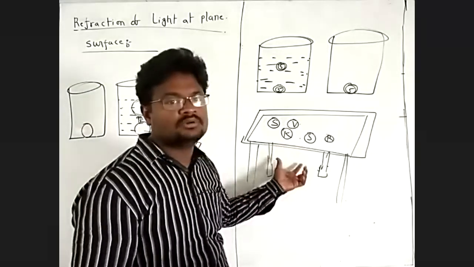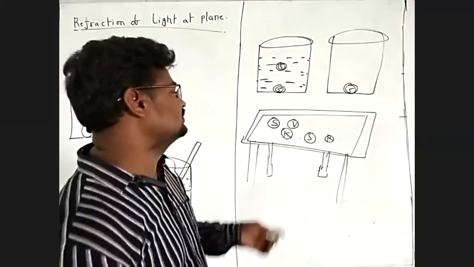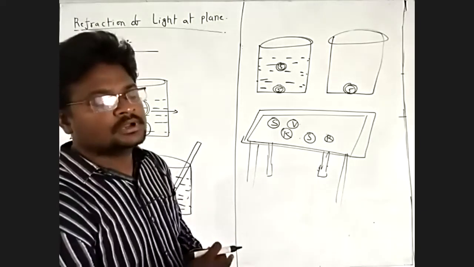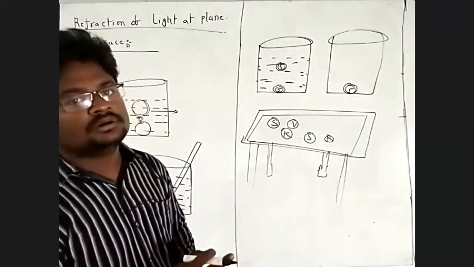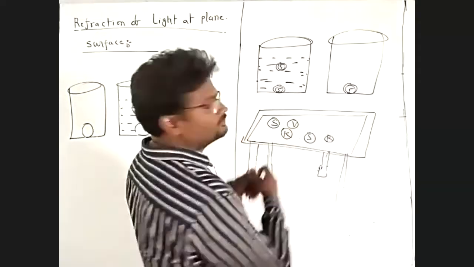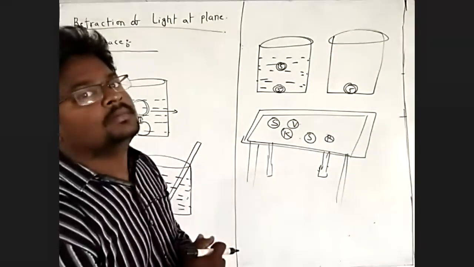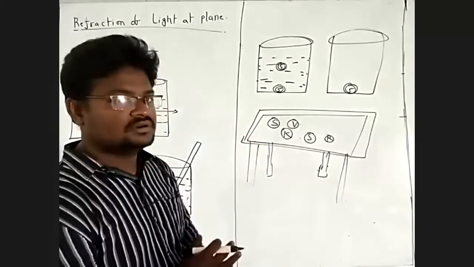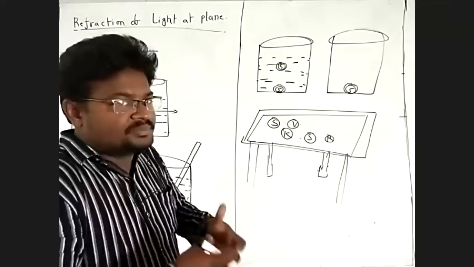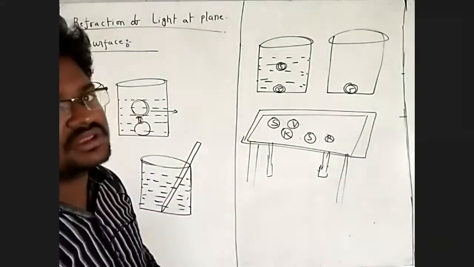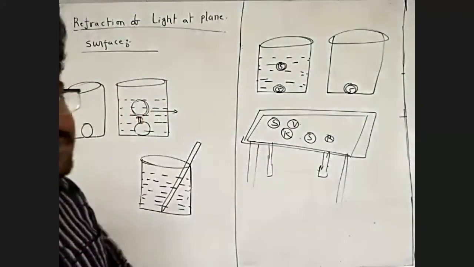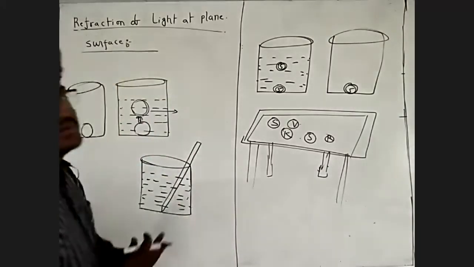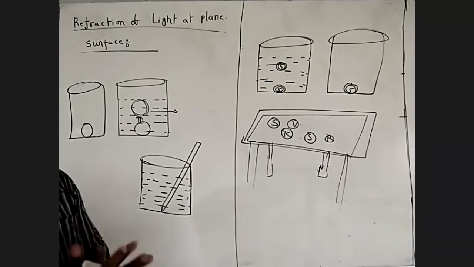Now this is an office table. These are letters, letters kept on the table. Next, a glass slab kept on the top surface of the table. The letters appear bigger than their size when we are seeing through the glass. But what is the reason? So we want to learn.